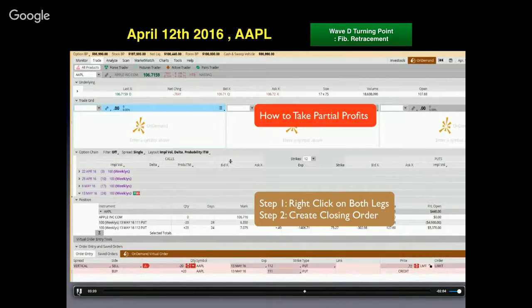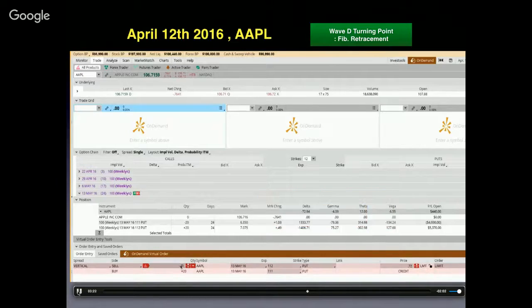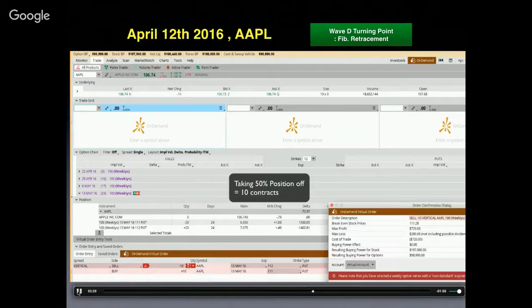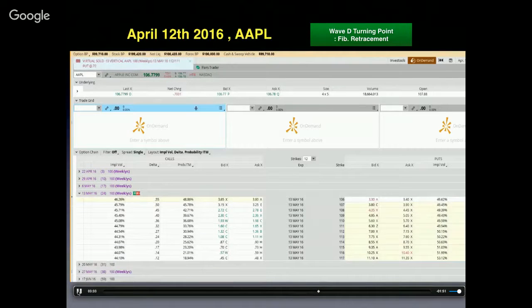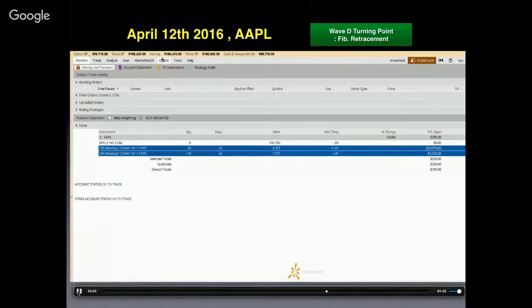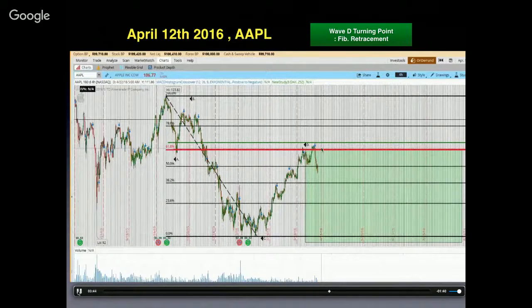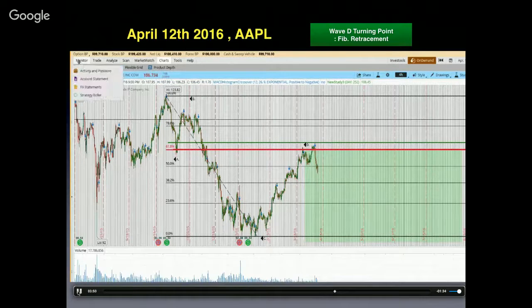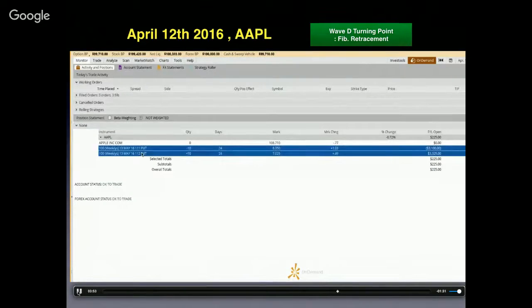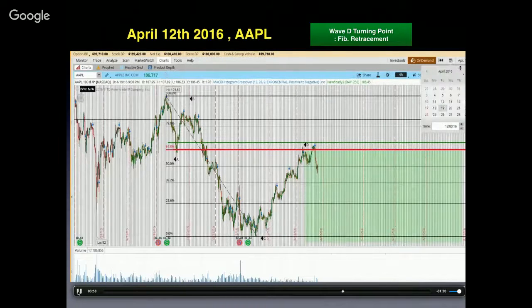All right, so I can take partial profits, or about 50% of the total contracts that I have on Apple, to secure, to take some money off the table. So to do that, what you can do is right click, create closing order. The max quantity that I had was 20 lots or 20 contracts. So to take half the profits off, I'll be closing 10. So you have to type into the trade entry box 10 contracts. So now you're taking some profits off.